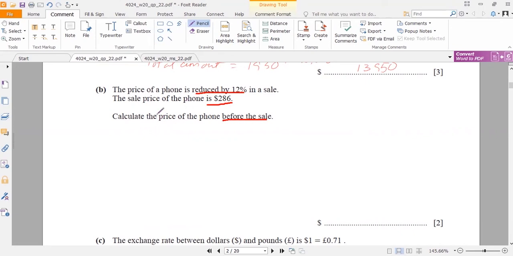So it means that 100 minus 12% will be 88%. So we have a price of 88%, and the original price is always 100%. So by using a simple unitary method, we can say that 88% of the price is $286, and we have to find out 100%. So for this, we can do cross multiplication. 286 multiplied by 100 divided by 88, and the final answer will be $325.